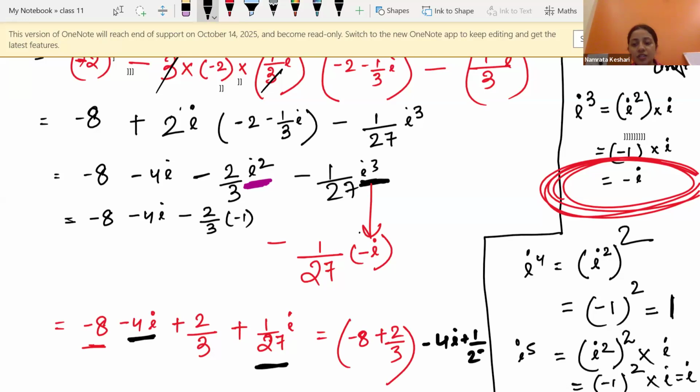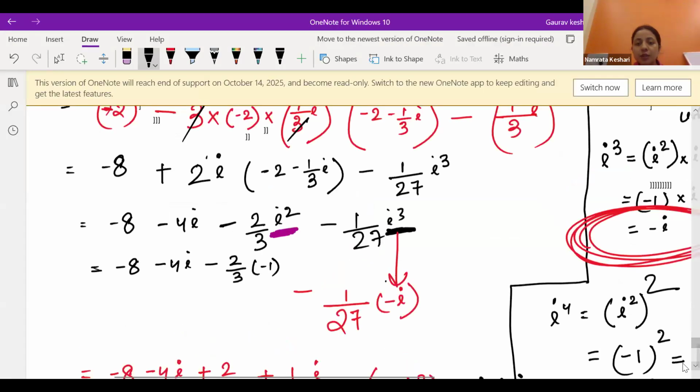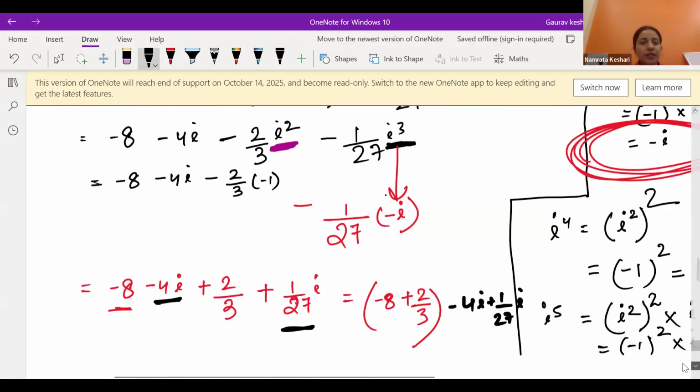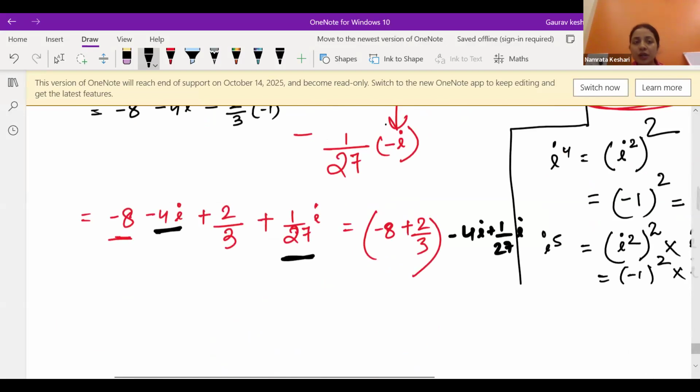Here fractional addition and subtraction you have to do, but we are almost there. If you are comfortable with fractional addition and subtraction, then we are just done. Next step we'll be taking the LCM and all, and we will be done. Let me show you what you have to do.